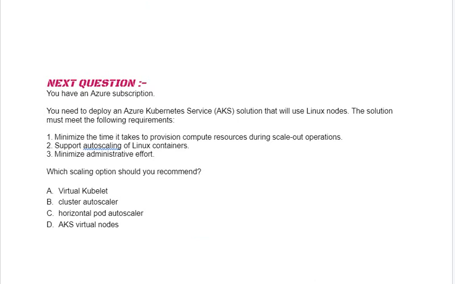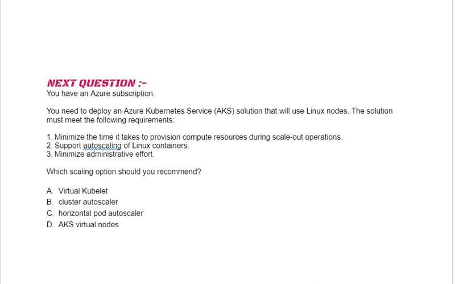Next question is, you have an Azure subscription. You need to deploy an Azure Kubernetes Service AKS solution that will use Linux nodes. The solution must meet the following requirements. First, minimize the time it takes to provision compute resources during scale-out operations. Second, support auto-scaling of Linux containers. Third, minimize administrative effort. Which scaling option should you recommend?